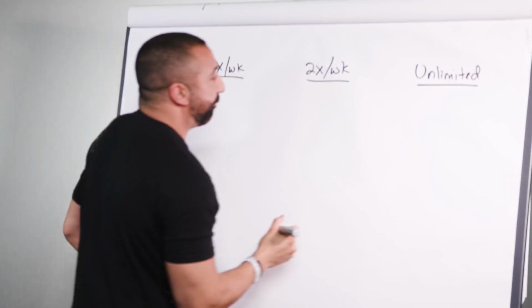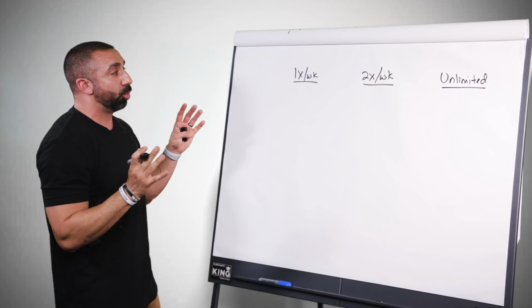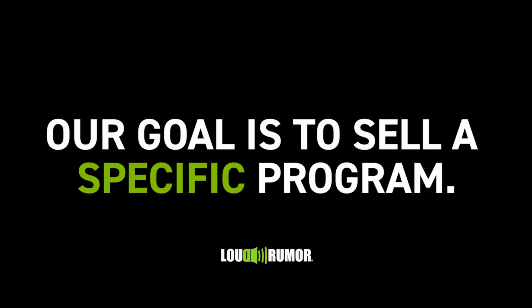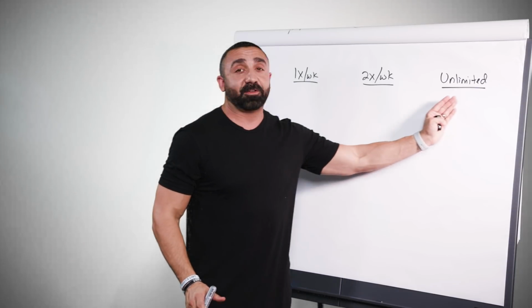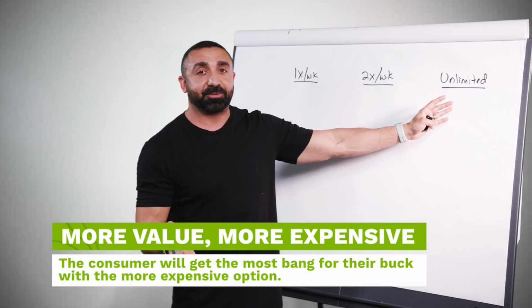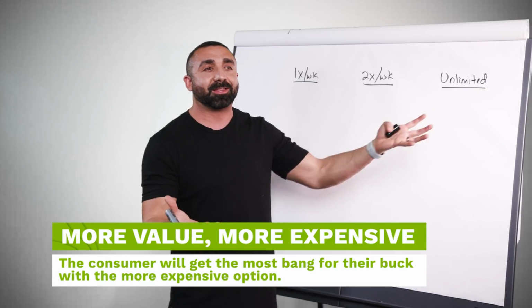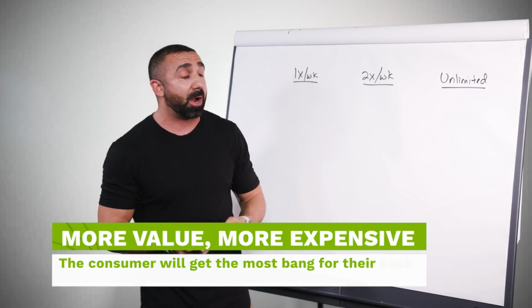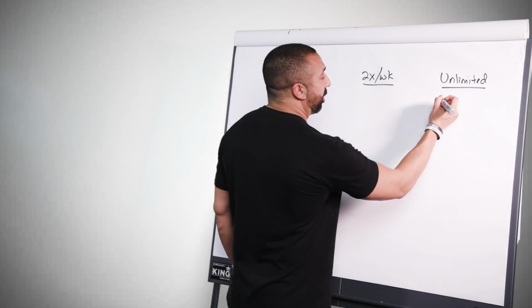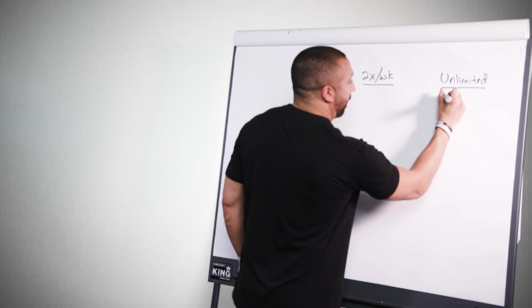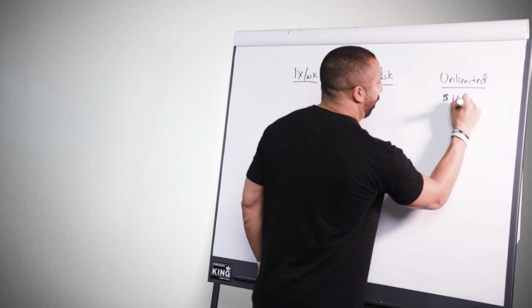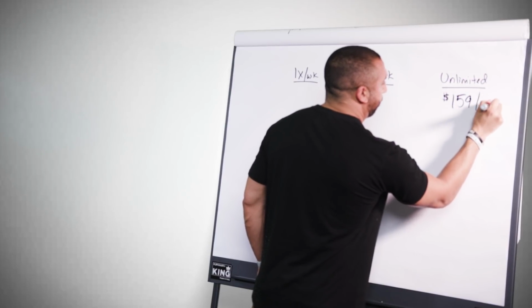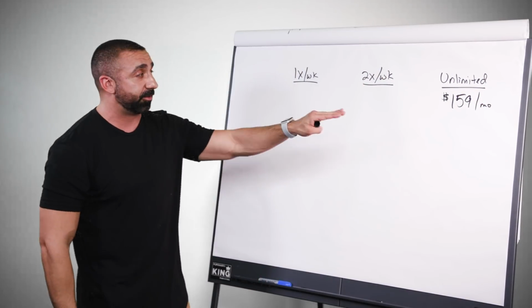Okay? The first thing we have to do is understand what our actual goal is. Our goal is to sell a specific program. Now, if you're like most businesses, the most expensive program is your most valuable option, meaning where the consumer will get the most bang for their buck, right? So let's say I want to sell this unlimited. The unlimited we said was $159, so let's call it $159 per month. Okay, so that's where we actually start.